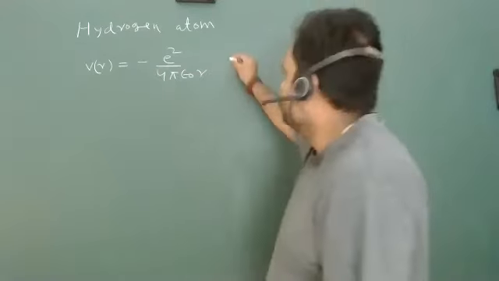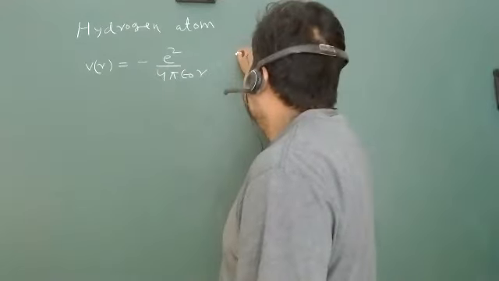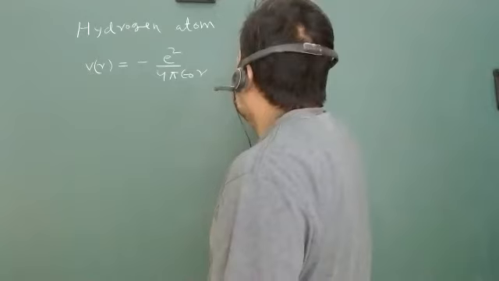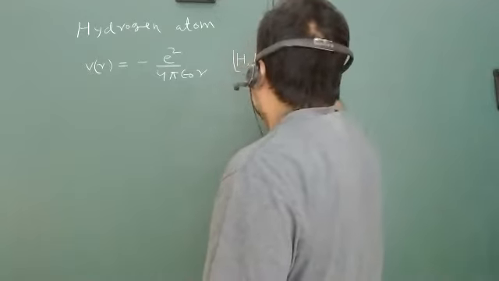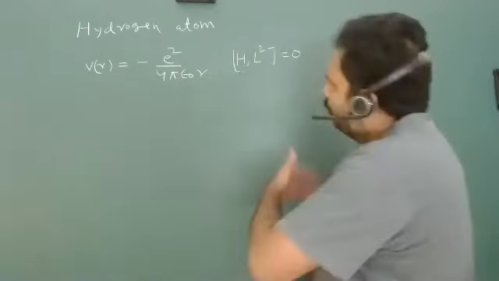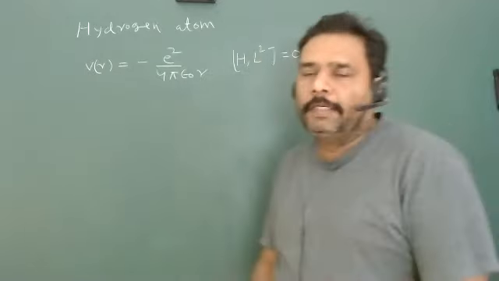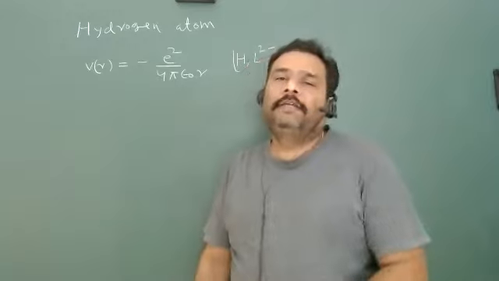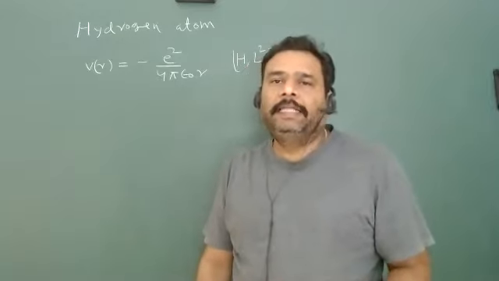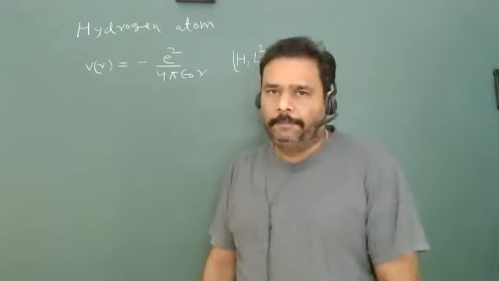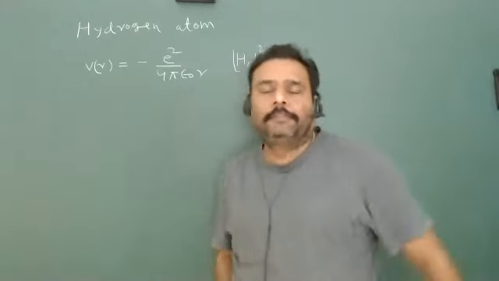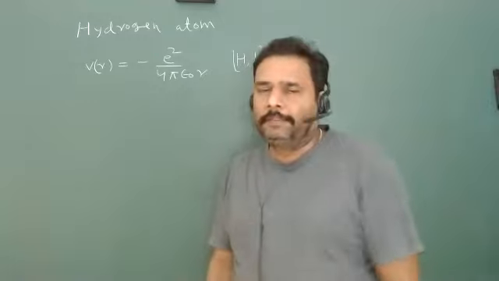If it is a central force problem, then the Hamiltonian must commute with the angular momentum. If the Hamiltonian commutes with the angular momentum, then the eigenfunction of H and the eigenfunction of L square can be simultaneously measurable. And we have seen in the last class also how this works.